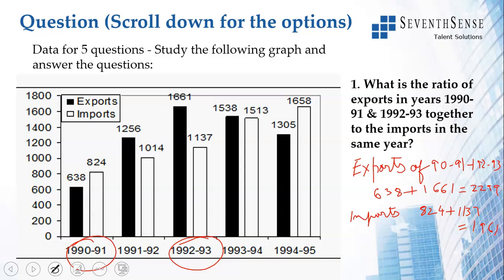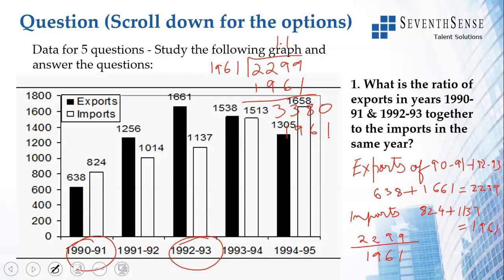So exports to imports ratio is asked, which means 2299 divided by 1961. Let us calculate this. Let me make some space. Okay, 1961 by 2299. 1961, I have 39. So 338, 3380 is again 1. So 1.1 something. Don't calculate further.